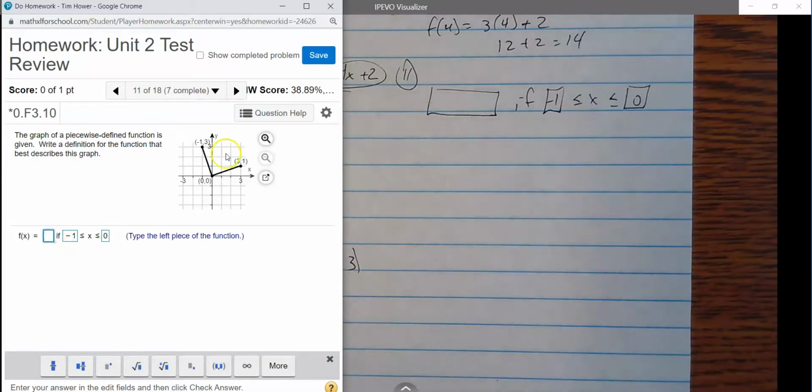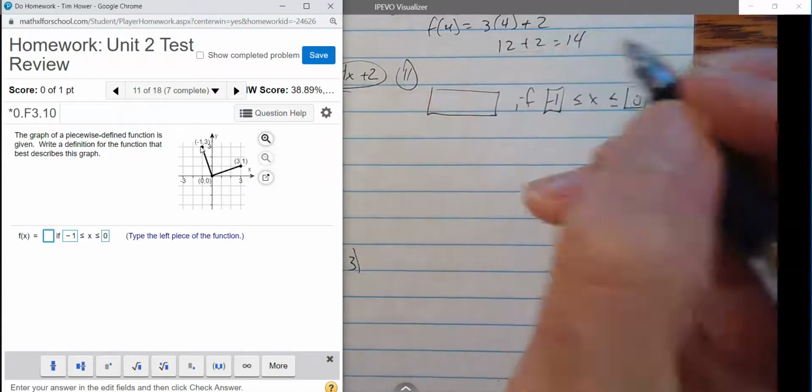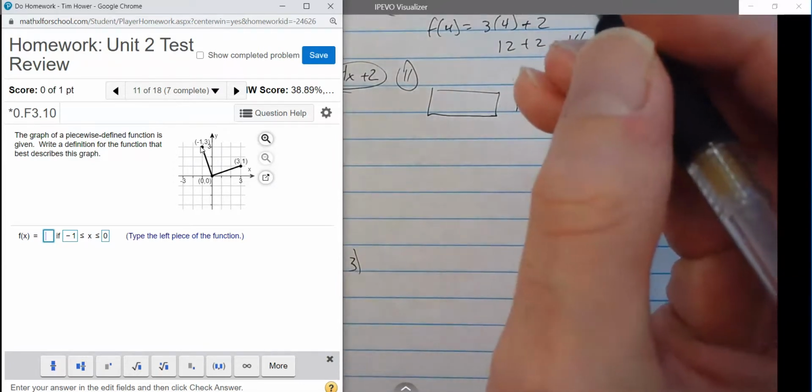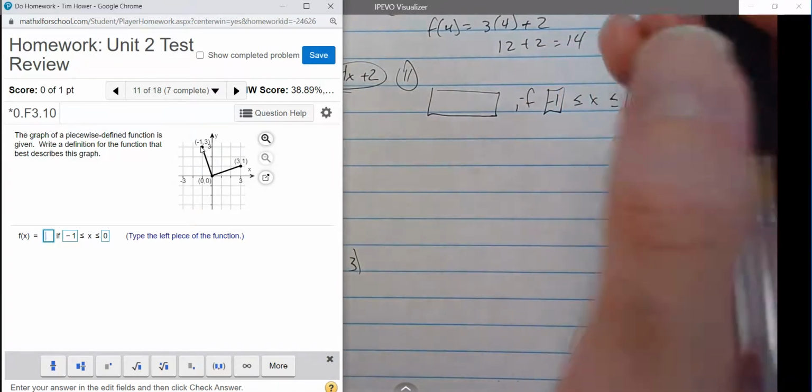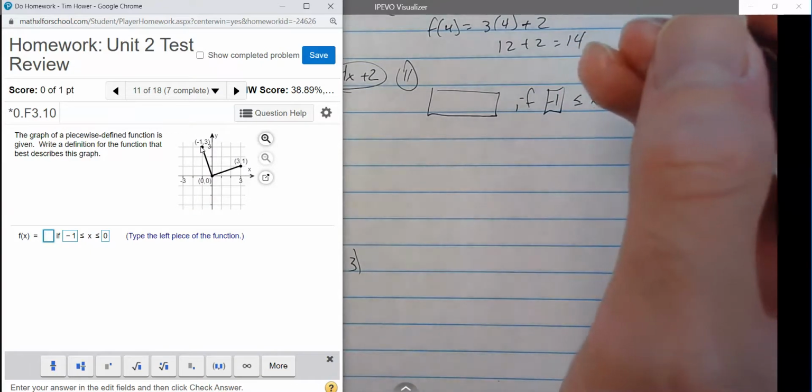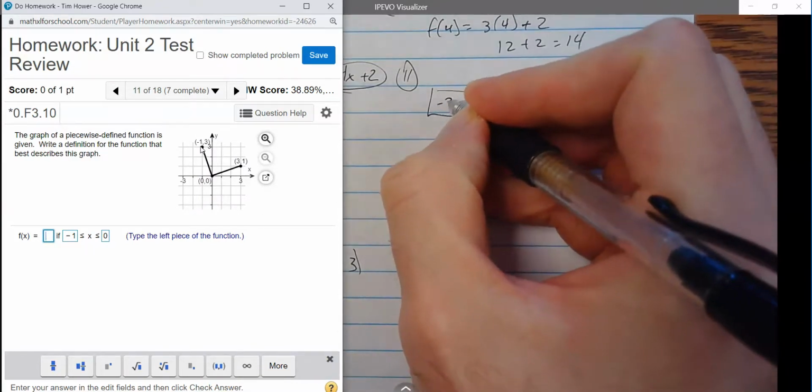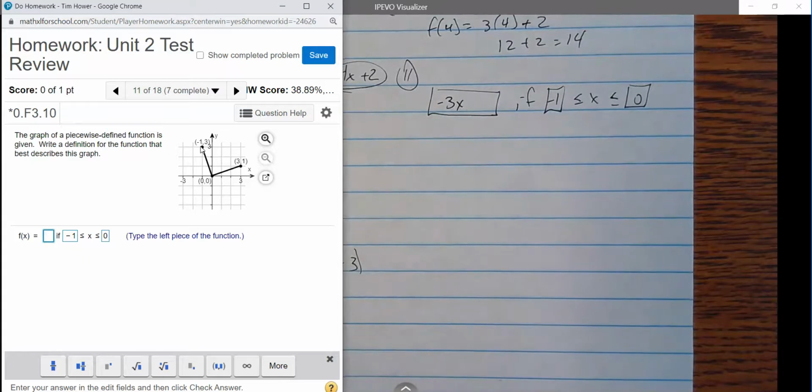And now the function of that, it's linear. So I just need to figure out what's the slope, what's the y-intercept. We'll pick any 2 points. Well, the endpoints are the only 2 points we have. It goes down 3, right 1. So that's a negative 3x. And the y-intercept would be at 0, which means it's not really needed. It's just negative 3x is all I need to type in here.